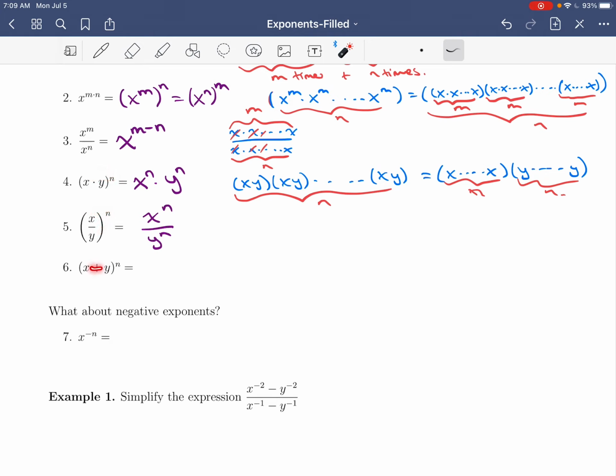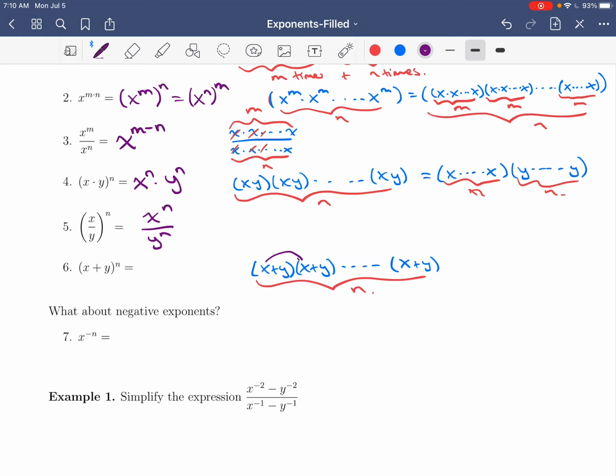When it's addition on the inside, or subtraction for that matter, this one I do want to explain. This one would be x plus y times x plus y a bunch of times. So in fact, n times. So I can't rearrange these to be x to the n plus y to the n, because if I was going to try, I'd have to FOIL this all out.